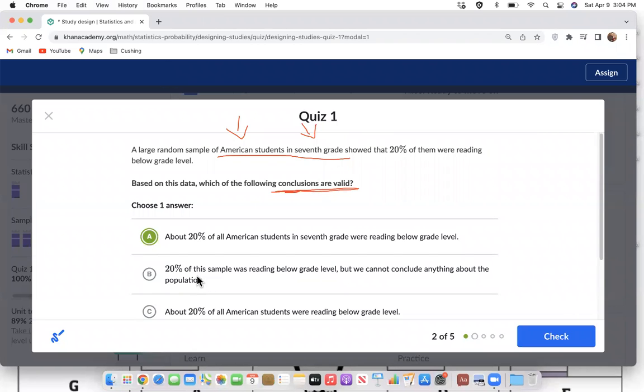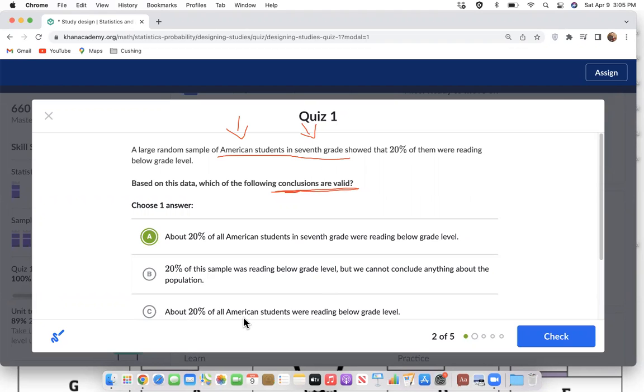B says 20% of this sample was below grade level, but we cannot conclude anything about the population. So it's true that 20% of the sample was below grade level, but because this was a large random sample, that's the key here. If you're taking a large enough random sample, you can make statements about the population that you drew from. As long as you're drawing randomly from the population and your sample is large enough, things are going to work out well for you. So B is not saying enough. We can actually say more. We can make conclusions about the population because it is a large random sample.